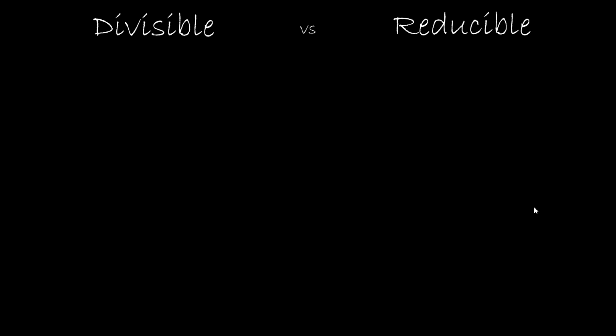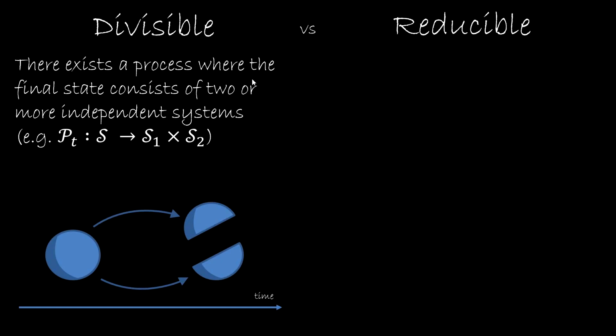Let's start with the first two, divisible and reducible. We say a system is divisible if we have a process that divides it into two independent parts. That is, we start with the state of a system and we end up with two states of two independent systems. The two systems are independent in the sense that we can manipulate one without affecting the other. Note that the description is at two different times. Mathematically, we have an evolution operator PT that takes the state of a system S and returns a pair of states for the system S1 and S2.